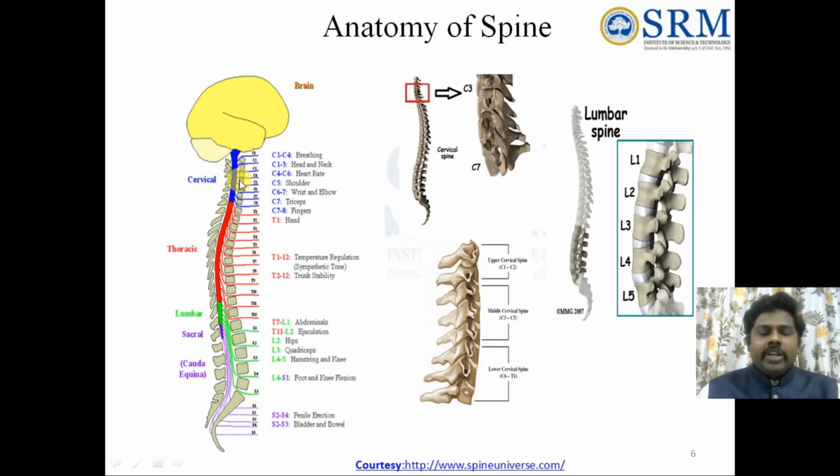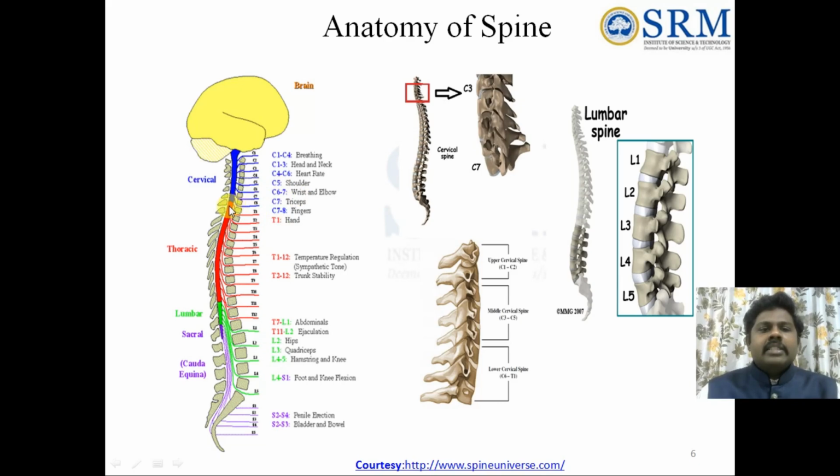For example, why was it given in different colors? The reason is, suppose the disc at this level is getting degenerated. From C1 to C4, if some degeneration is there, they will have a breathing problem. Like that, for each vertebra, C1 to C3, head and neck, a problem may occur in that place. Then C5 means shoulder, and C6, C7, if there is degeneration, wrist and elbow, and C7 triceps. C7, C8, they will get the problem over there.